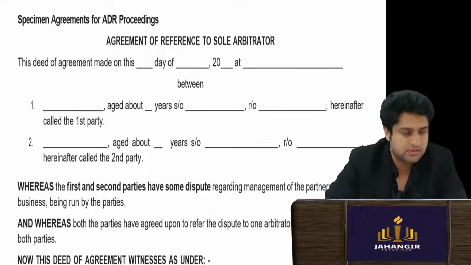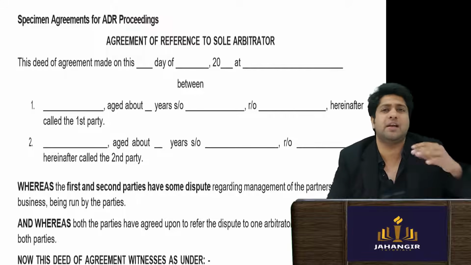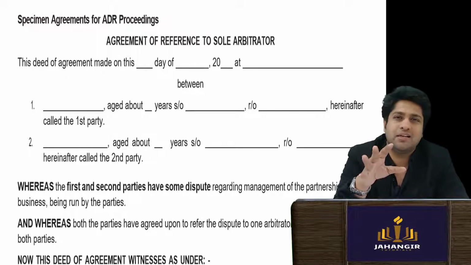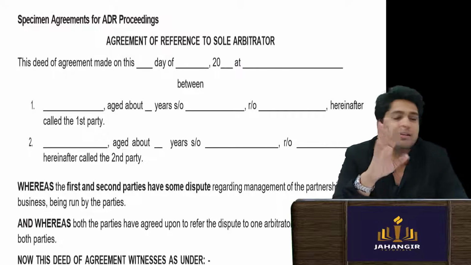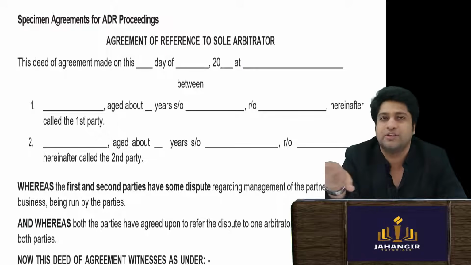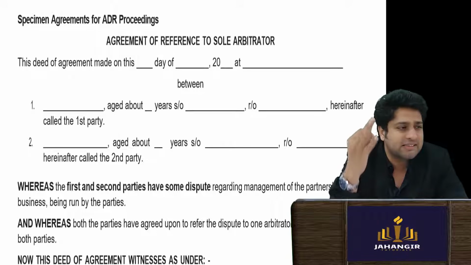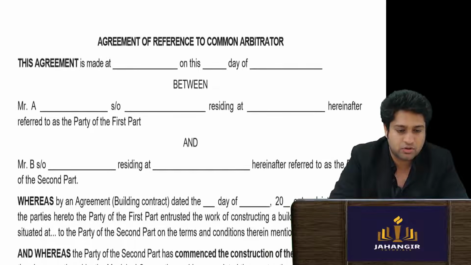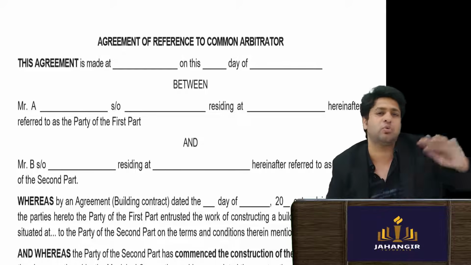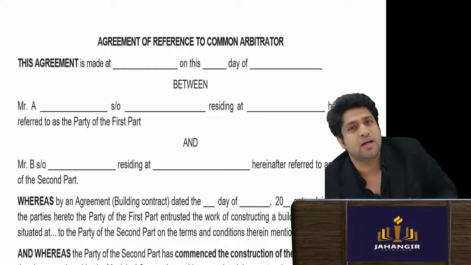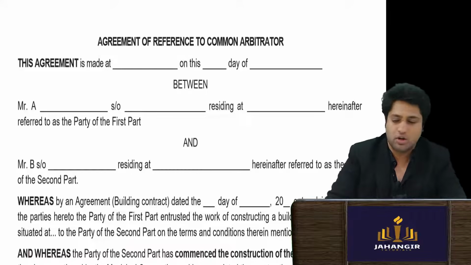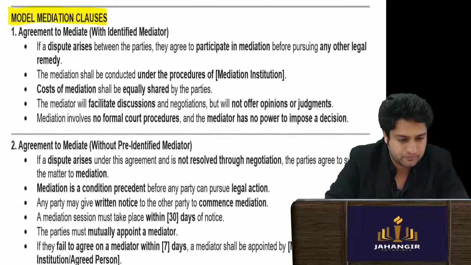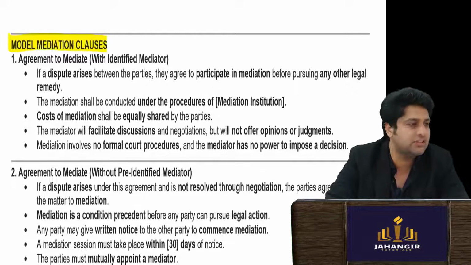Now, what is this? One of the types is that we are referring the matter to one sole arbitrator. Now, sir, what do we do? Nothing. It is an agreement, no? So same thing you write. This arbitration agreement made so and so between so and so party, same format, exactly same format and ended. So reference to a common arbitrator: each one has appointed one arbitrator, and that arbitrator is appointing another arbitrator. Format is exactly same, nothing new. And obviously the model mediation clause is the same thing.